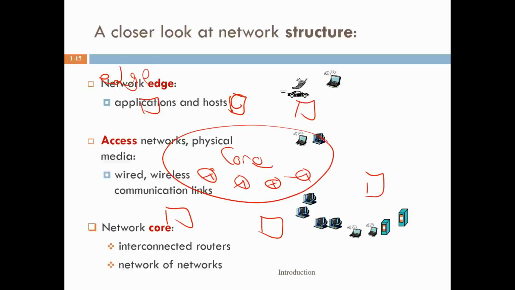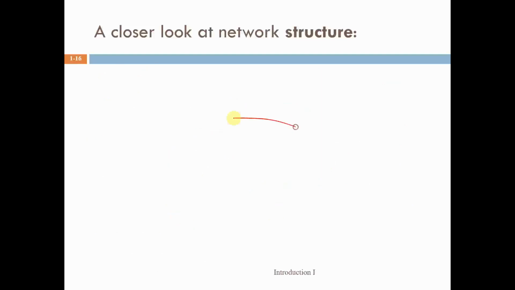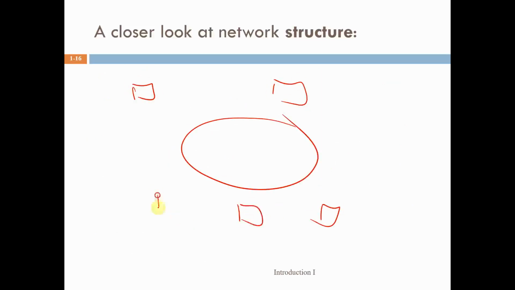We have applications and hosts. We have what we call access networks. So you might ask yourself, once your edge device actually generates a packet and it wants to inject it to the core, okay, how does it do that? How does it inject a packet to the core? It does that through something called an access network. The access network is basically a bridge, something that connects your edge device to the core.